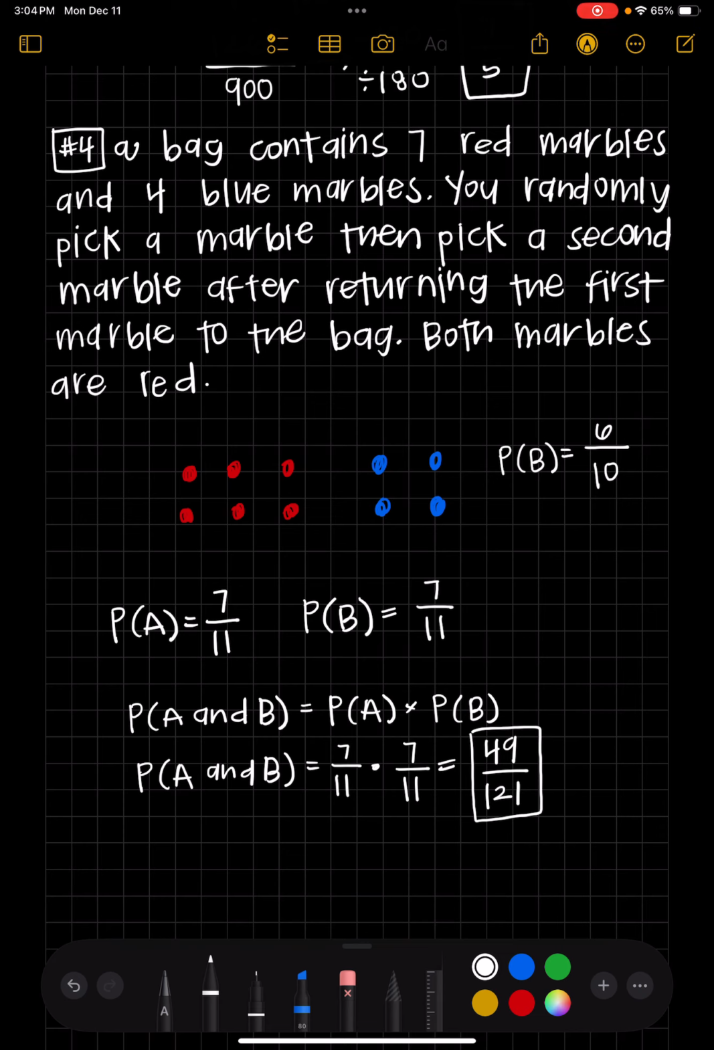And because it changed the probability, or because it affected the outcome of the second probability, that means that those two events are dependent. So the question as it's written is independent. I just wanted to show you what could make it dependent. And there we have it, independent and dependent events.